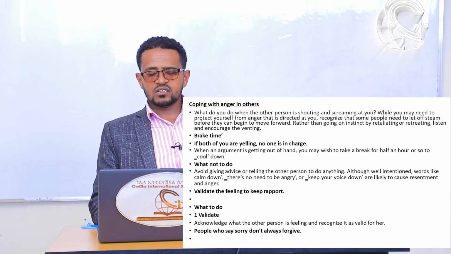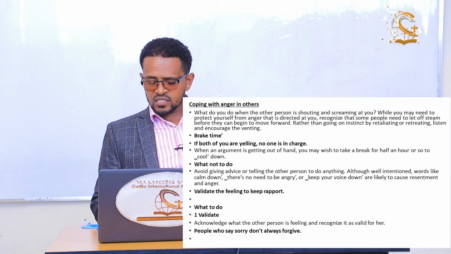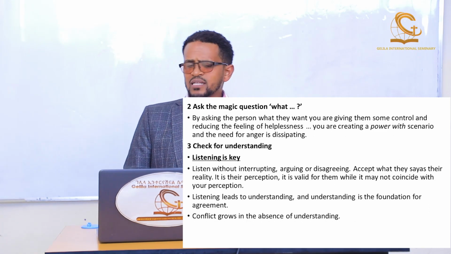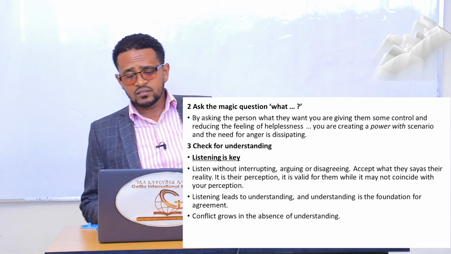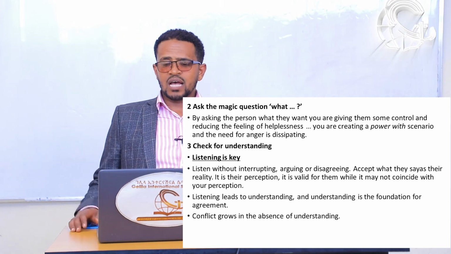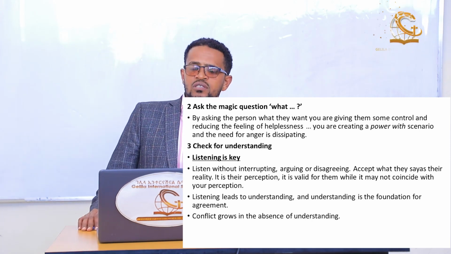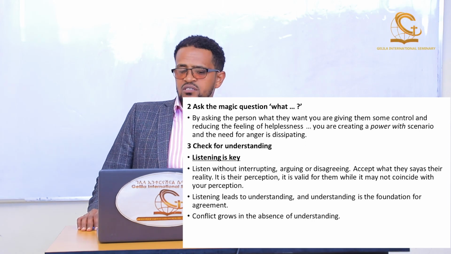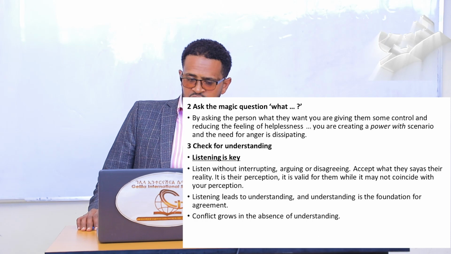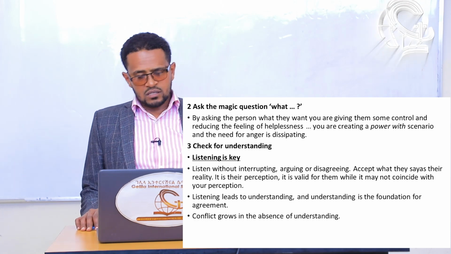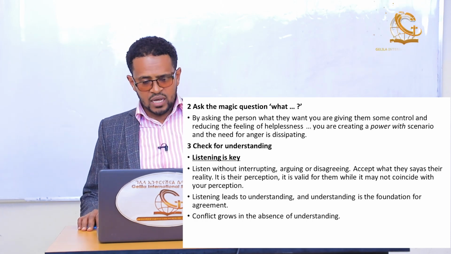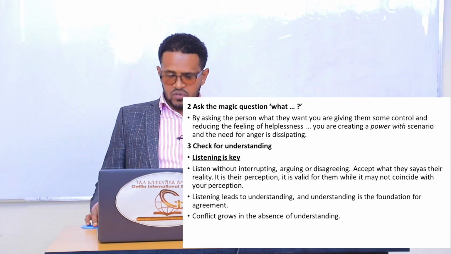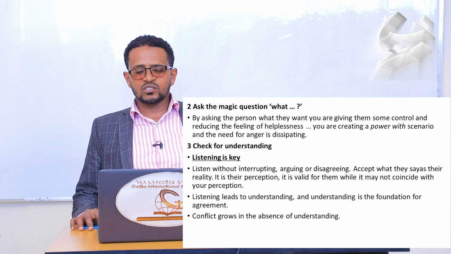People who say sorry don't always forgive. Ask the magic question: what do you want? By asking the person what they want, you are giving them some control and reducing the feeling of helplessness. The other way to manage the anger is to check for understanding. In order to check for understanding, the first thing is that listening is key.